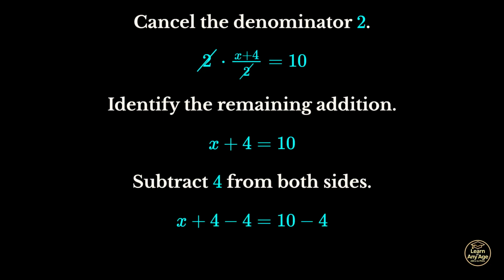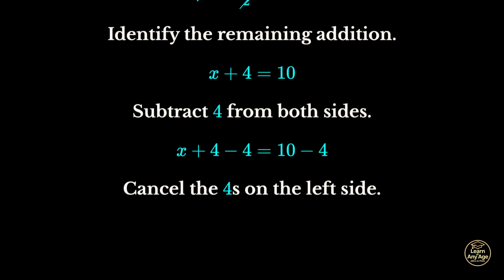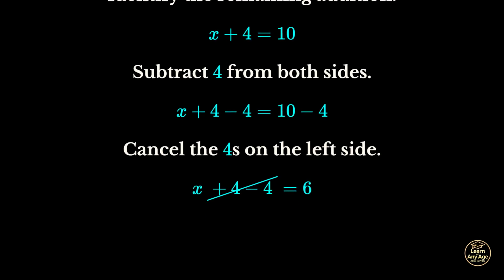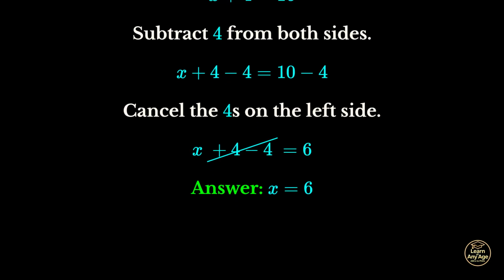Subtract 4 from both sides. x plus 4 minus 4 equals 10 minus 4. Cancel the 4's on the left side. x plus 4 minus 4 cancelled out equals 6. Answer, x equals 6.